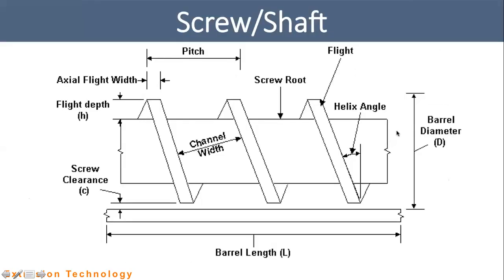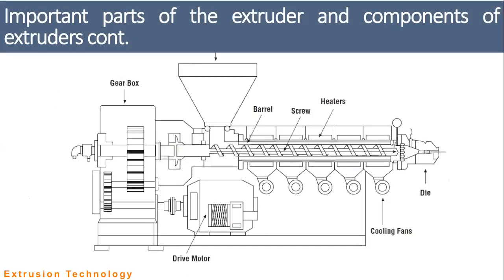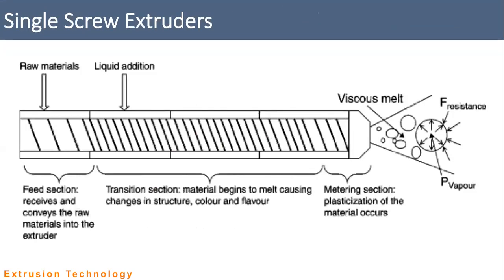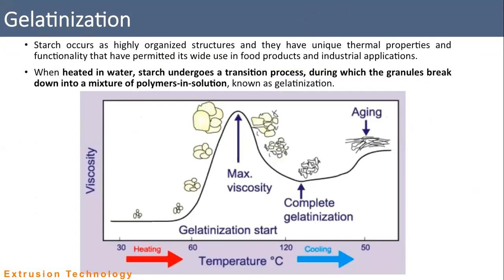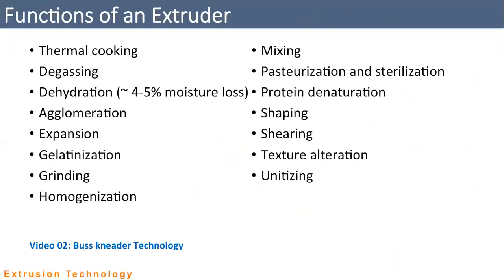Okay, I am going to stop at this slide. We will discuss the parts one by one later in detail. All these things we will discuss. So I think today we discussed the importance of extrusion technology, what it is, why we need extrusion, its advantages and classification, and some functions also. Do you have any questions?